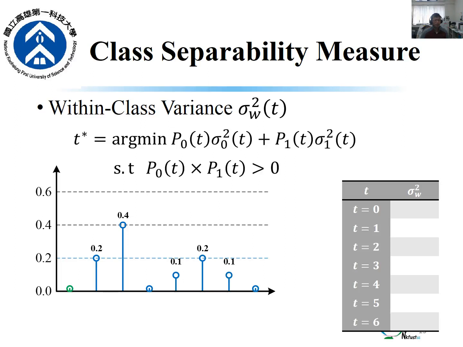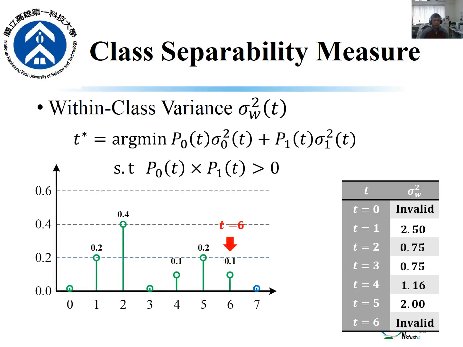For example, when T is 0, this division is invalid because class 0 is empty. When T is 1, sigma W squared is 2.5. After computing within-class variance for all threshold values, the optimal threshold T star is the one with the minimum within-class variance, that is 0.75. Thus, T star is 2 or 3.